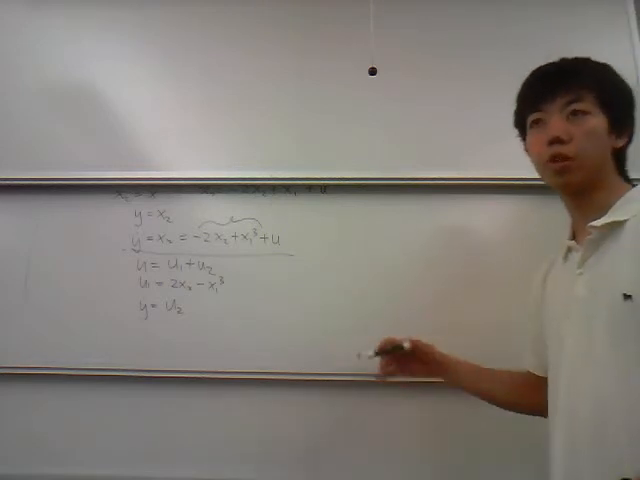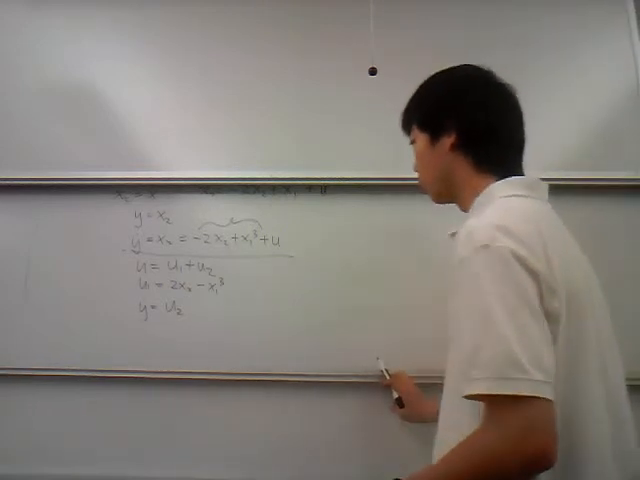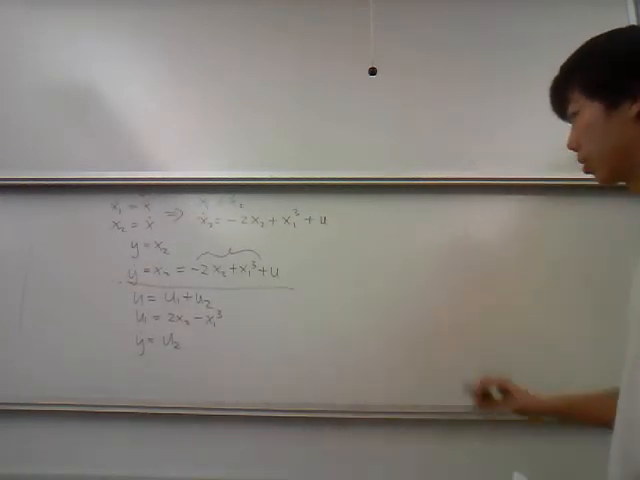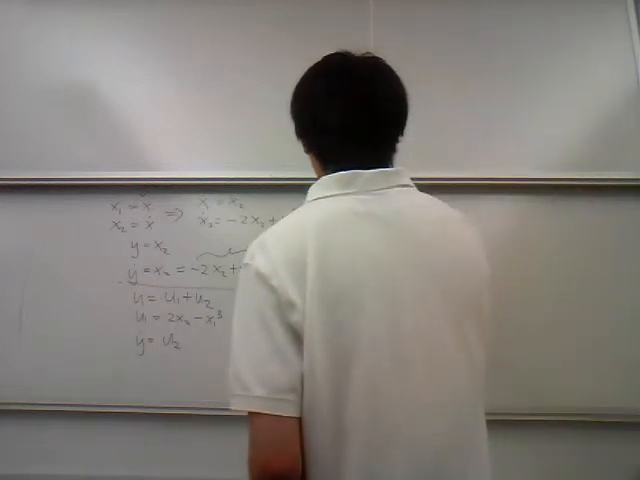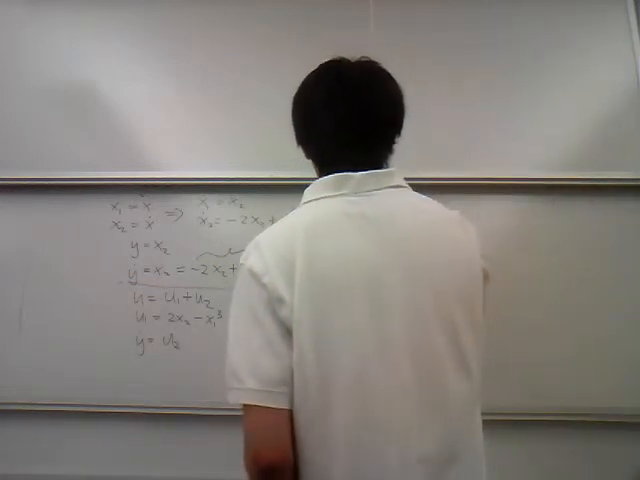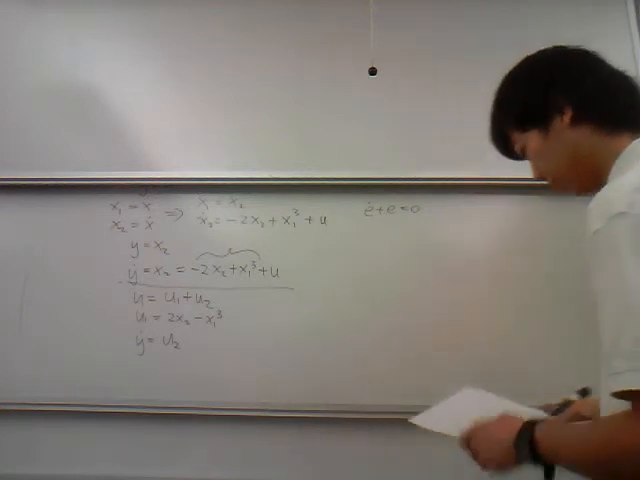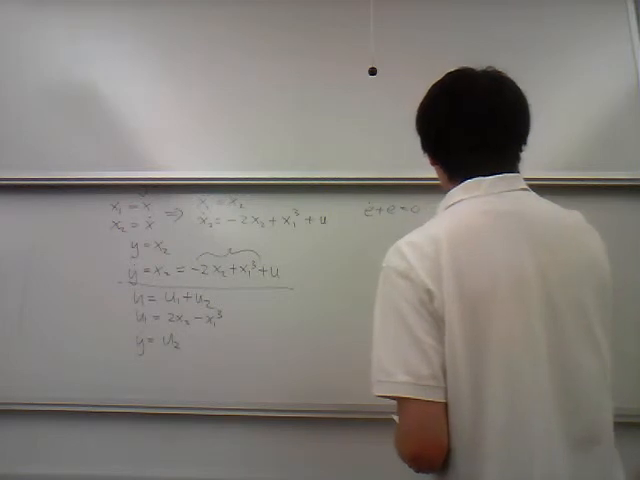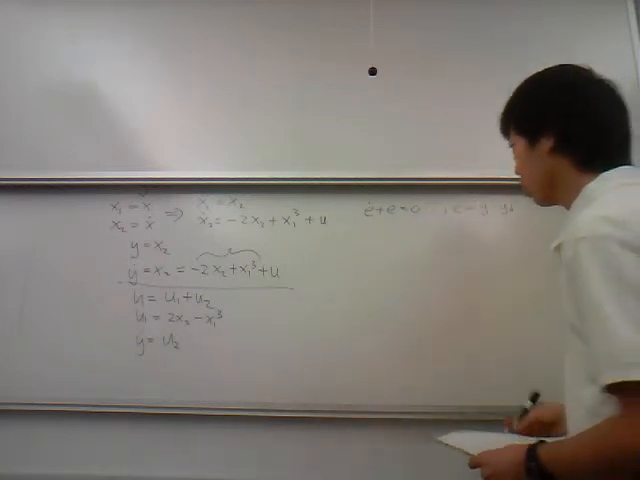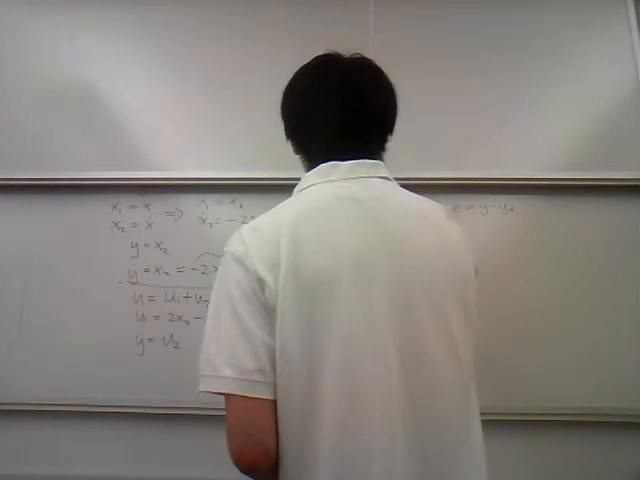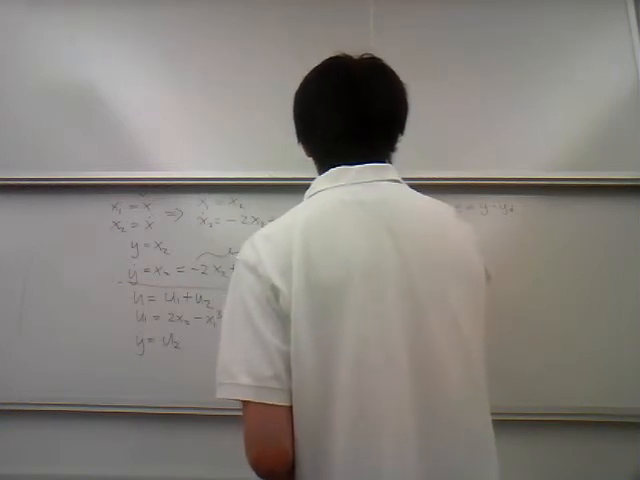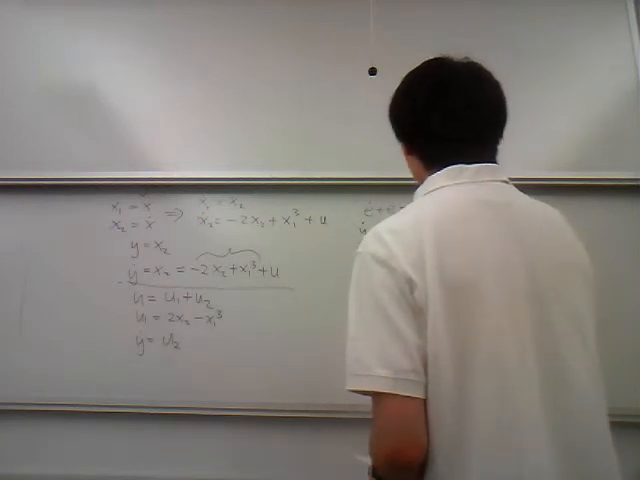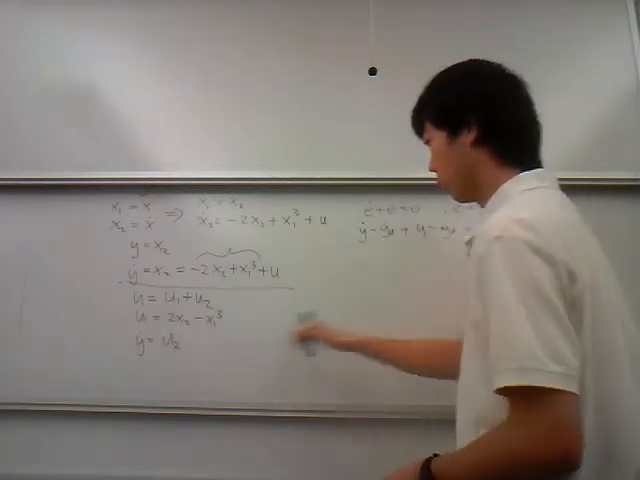So now we can define some dynamics. Let's say we want to put the pole of our error dynamics at -1. So we can have E dot plus E equals 0, where E is y minus y desired. Again, we have y dot minus y desired dot plus y minus y desired equals 0.